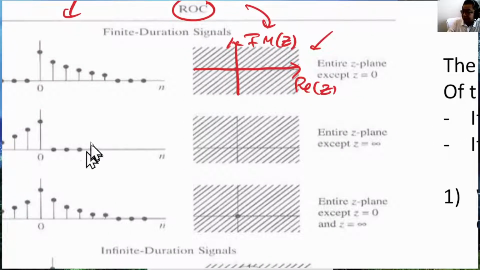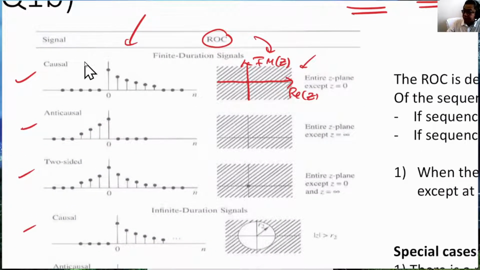Different sequences, for example, these are finite sequences. This is a causal finite sequence, meaning that x of n will start only from 0 and will exist only for positive values of n. x of n is 0 otherwise. So this is a causal sequence. A causal sequence will have this type of ROC. In fact, it is the entire z-plane except z equals 0.